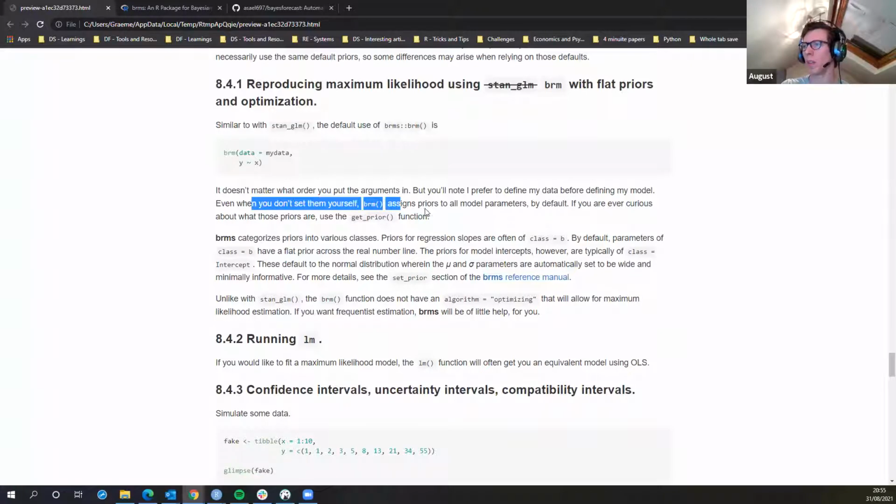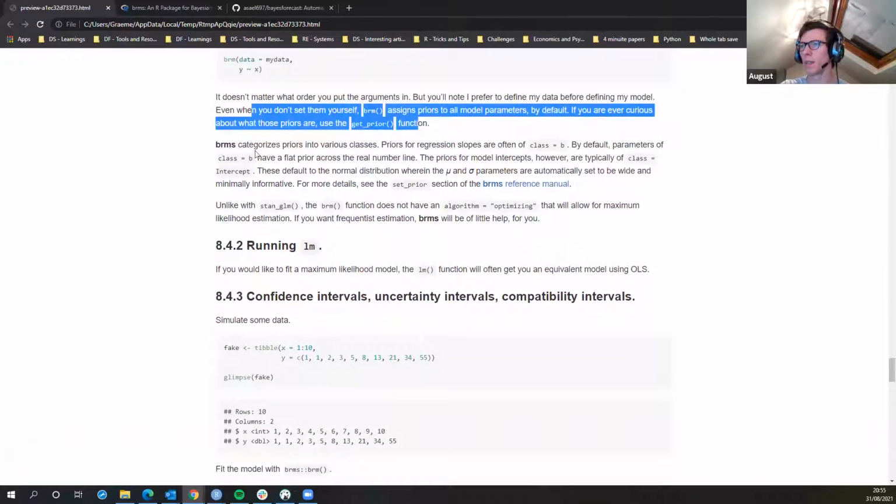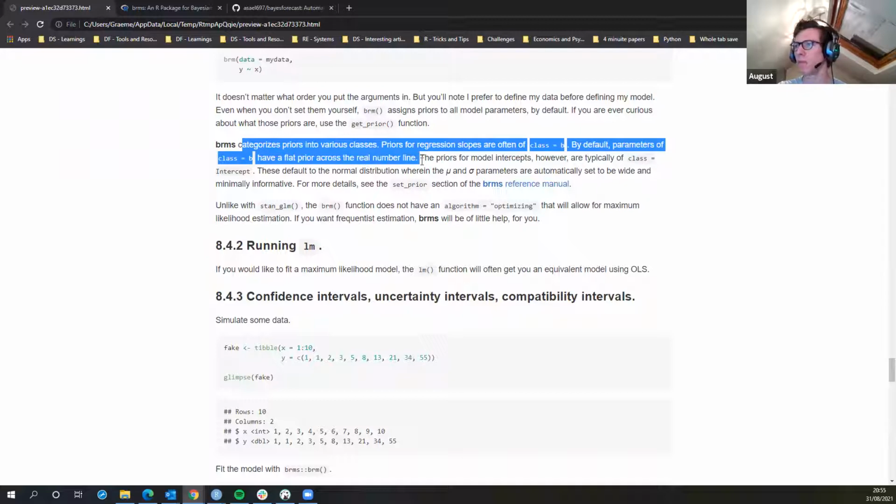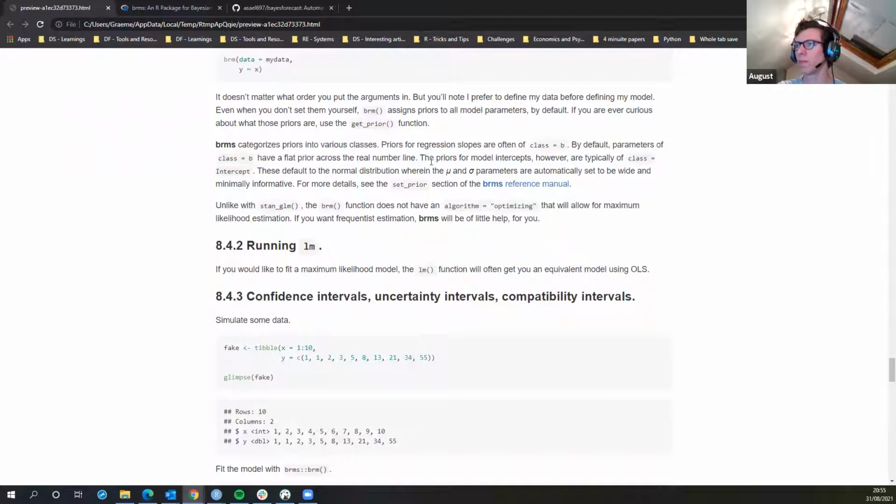Even when you don't set them up yourself, BRM assigns priors to all model parameters by default. If you're ever curious about what those priors are, you can use the get_prior function. BRM categorizes priors into various classes. The priors of regression slopes are often class b. By default, parameters of class b have a flat prior across the real number line. Oh yeah, okay. And priors for model intercepts, however, are typically of class Intercept.